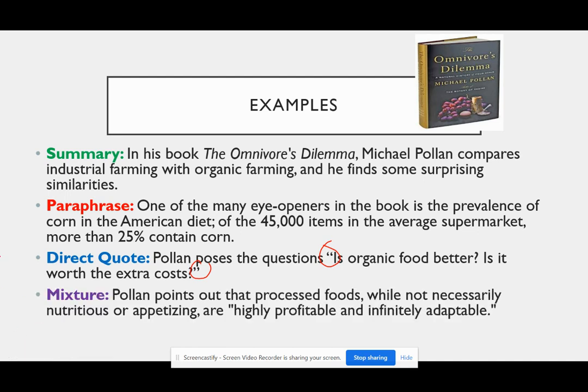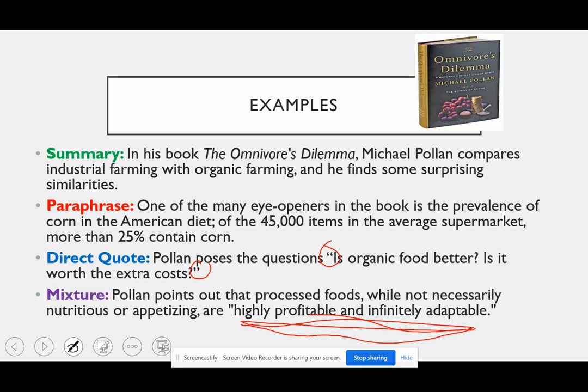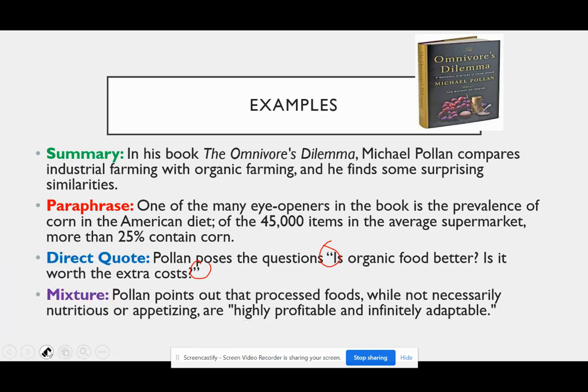Versus a lot of times the best way to bring in materials is to do a little mix and mash of paraphrased information with the occasional short quoted bits sprinkled around inside. Okay. Pollan points out, so you can tell though where I end and he begins, right? Because of those quotation marks. That's really important. Otherwise, I'd be plagiarizing from him.